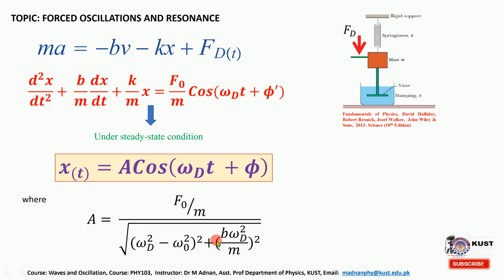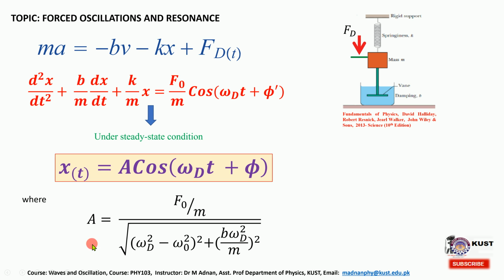So here if one ignores this b, that is if b is equal to 0, that is this damping mechanism is not there, then that will be just a forced oscillator where we don't have any damping mechanism. So in that situation this term will not be there.